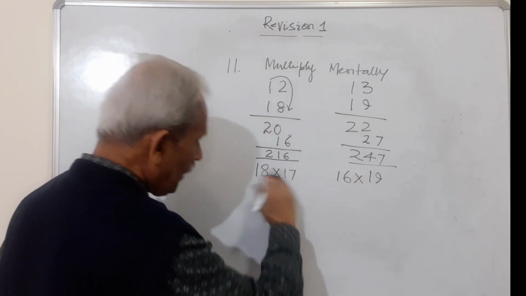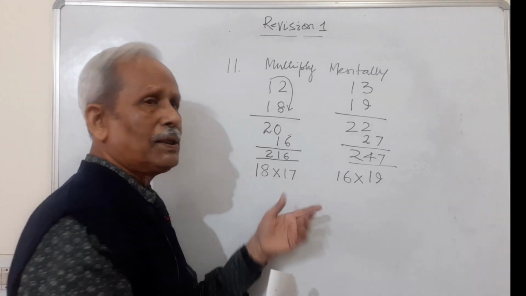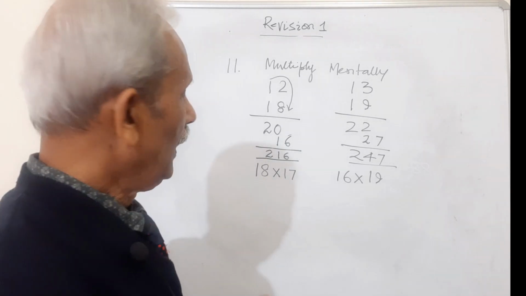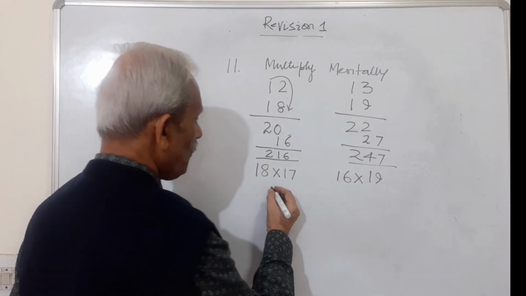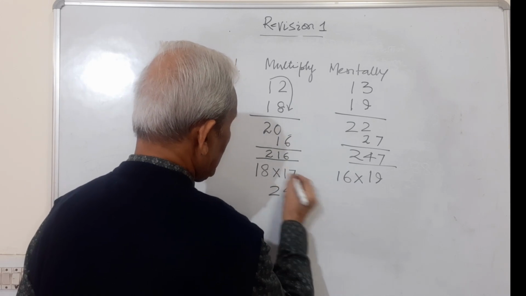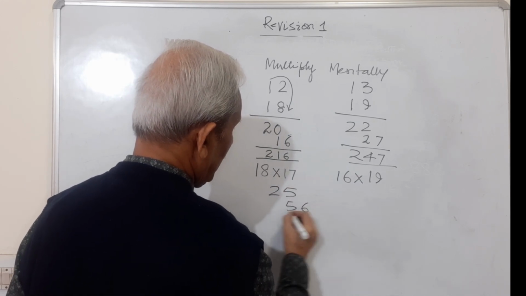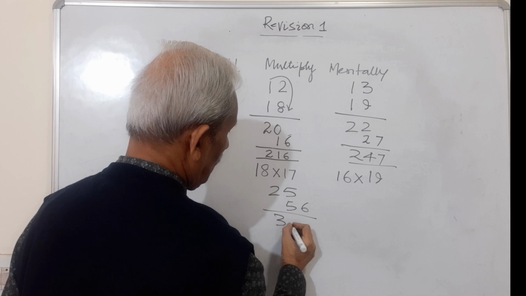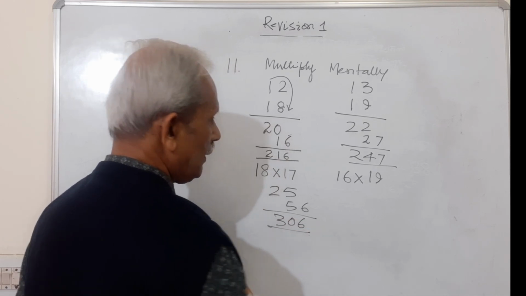Similarly, if I do it, 18 plus 7, 25 and 56, 306 is the answer. 18 plus 7, 25. 7 eights are 56, right? 5 here, 6 here. 25 plus 5, 30 and 306.